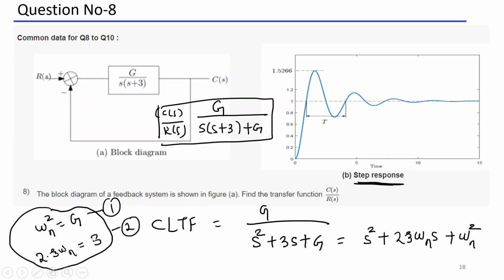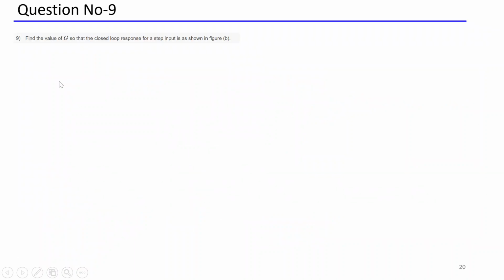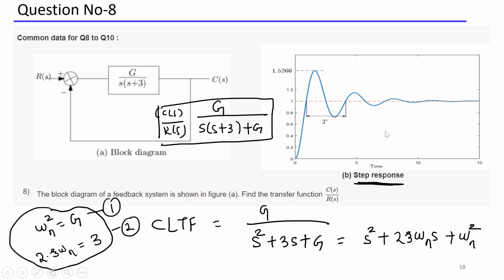So the first question is over, you calculated the transfer function. What is the next question? The next question is to find the value of G so that the closed loop response to the step input is as shown in figure B. So he is asking us to find out the G value. From this, can you find out the G value?